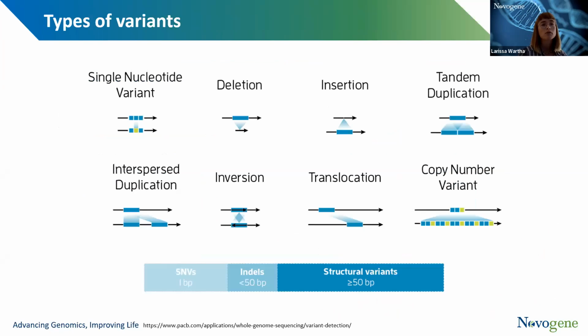And generally, whole genome sequencing is able to detect most variants. They can be grouped into 3 different categories. We have single nucleotide variants, which are 1 base pair change. There are indels, which include deletions and insertions, and they're smaller than 50 base pairs. And we also have structural variants, which are bigger than 50 base pairs and include tandem duplications, interspersed duplications, inversions, translocations, and copy number variants.